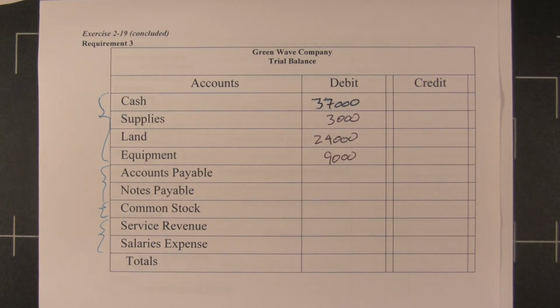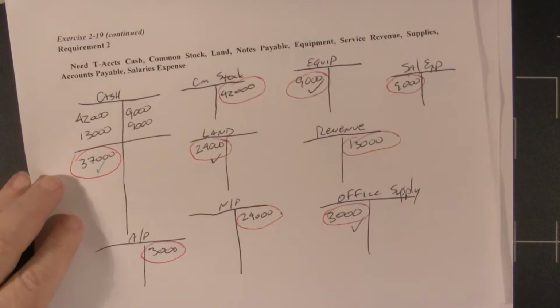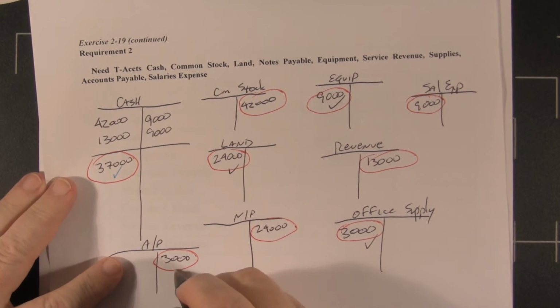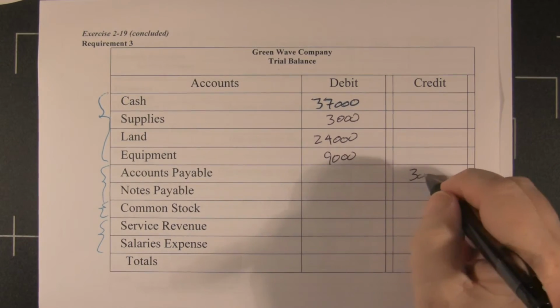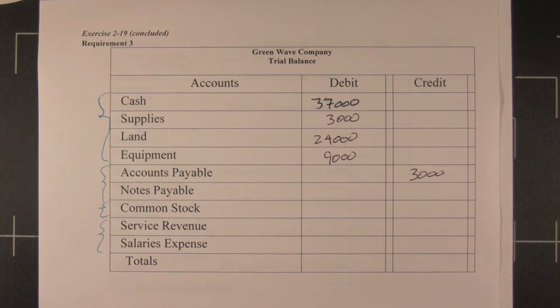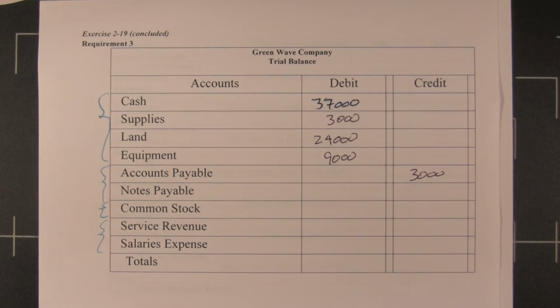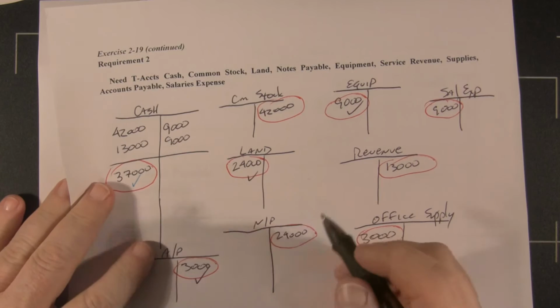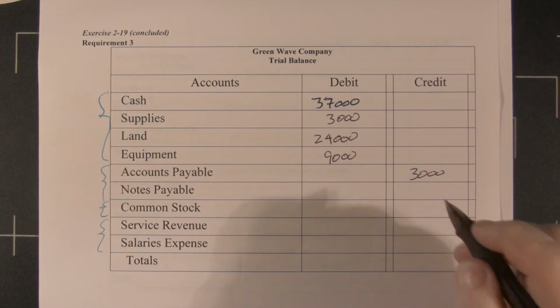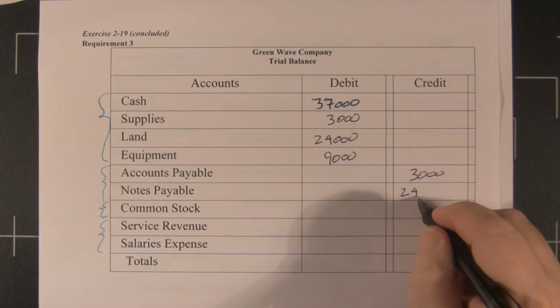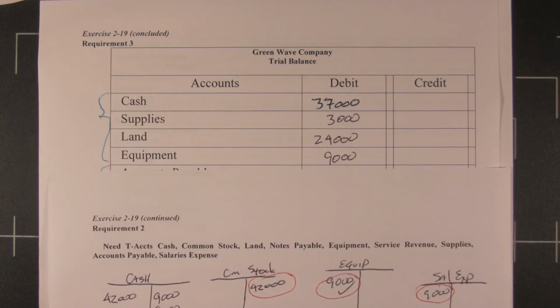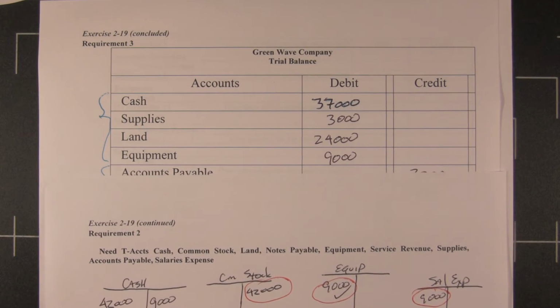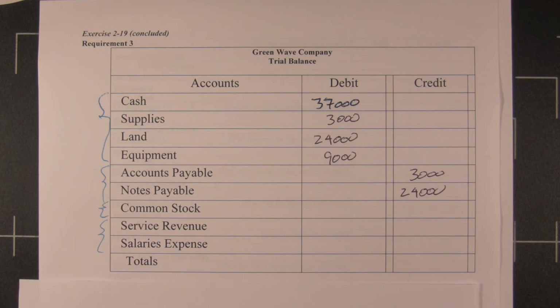Now I have accounts payable and notes payable. I have accounts payable of $3,000. That's a credit balance, so it goes on the credit side. Then I have notes payable of $24,000. And all we're doing is transferring these numbers to the trial balance, observing the rules of debits and credits.